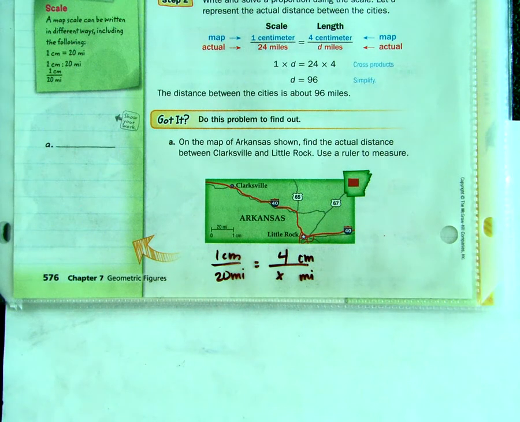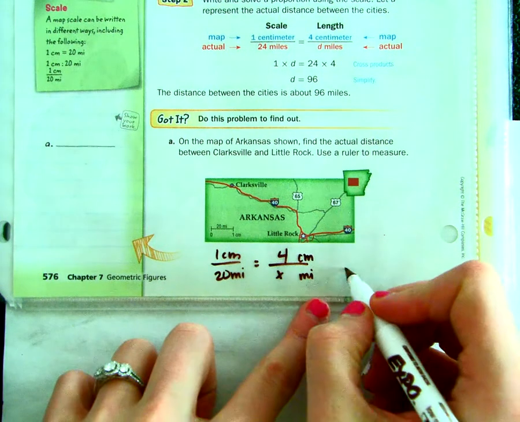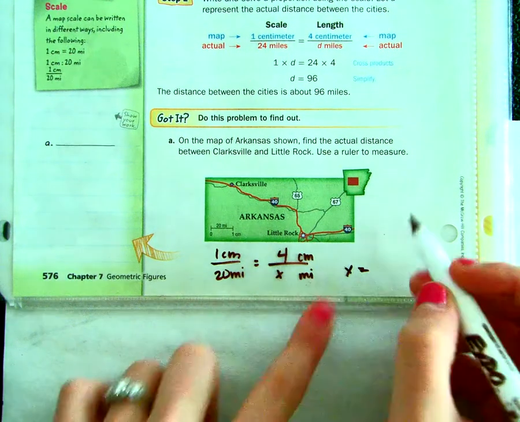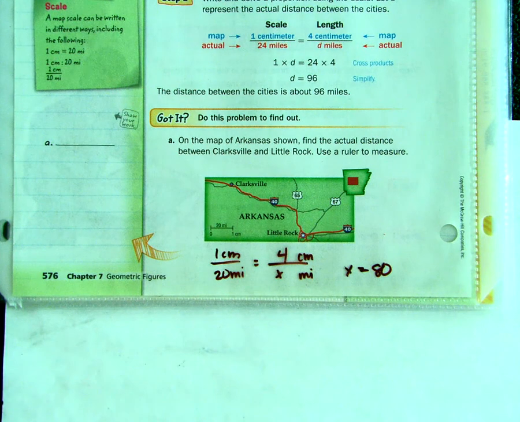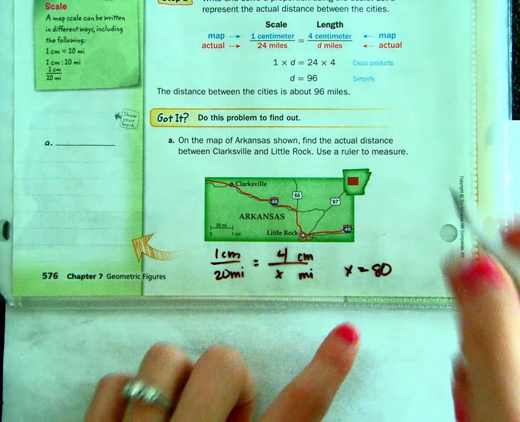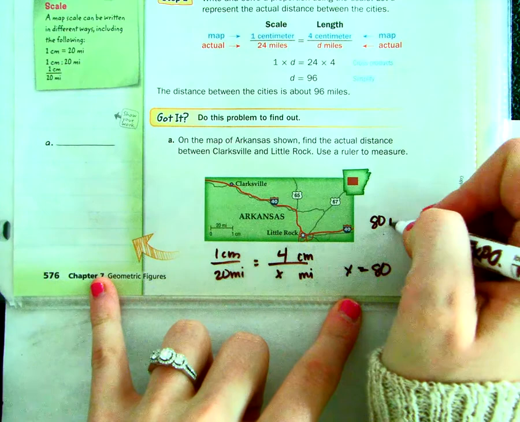So now I need to cross multiply and set them equal to each other. So 1 times x is x. That equals 4 times 20, which is 80. x is already by itself. So we would say the distance from Clarksville to Little Rock is about 80 miles.